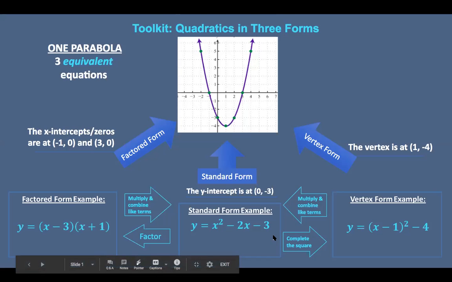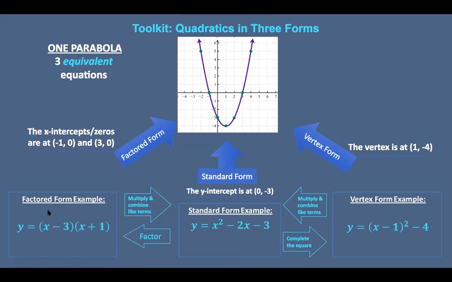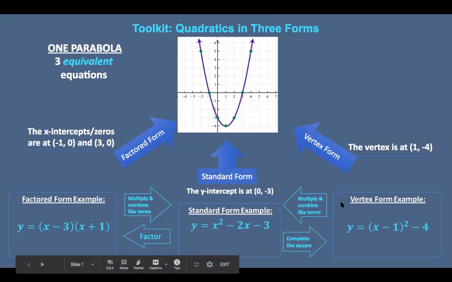The last thing I want to point out is that all three equations do show us that the parabola is pointing up because the coefficient at the very front is positive.